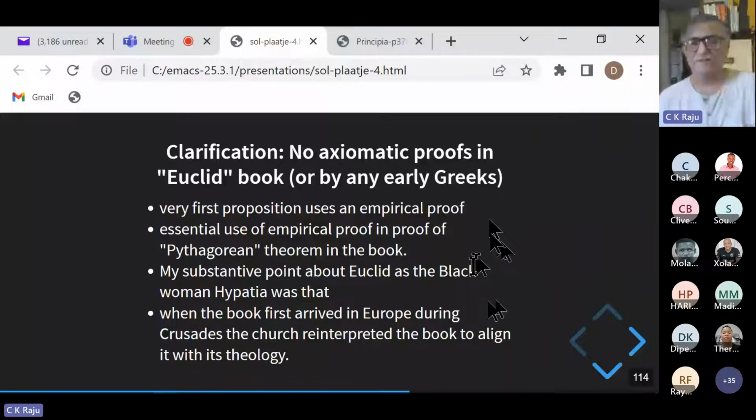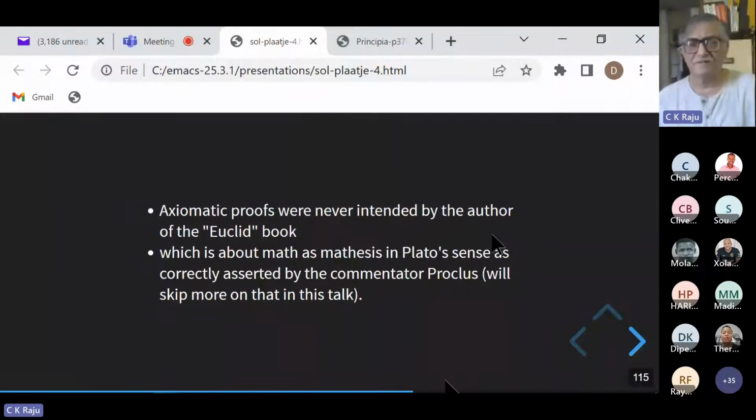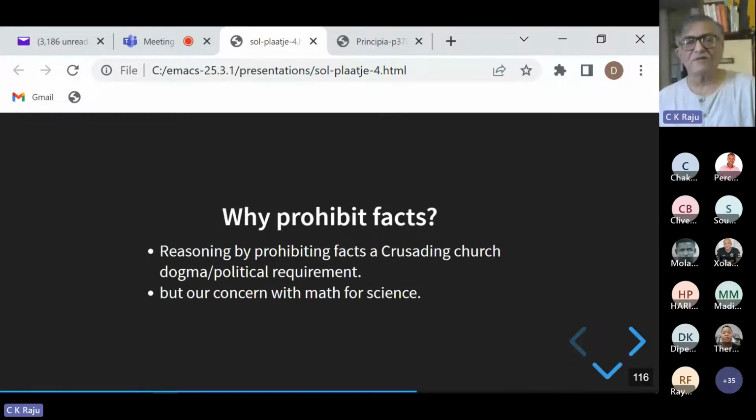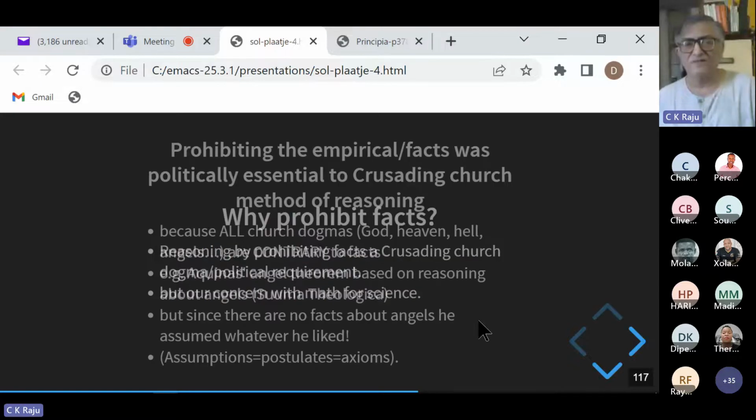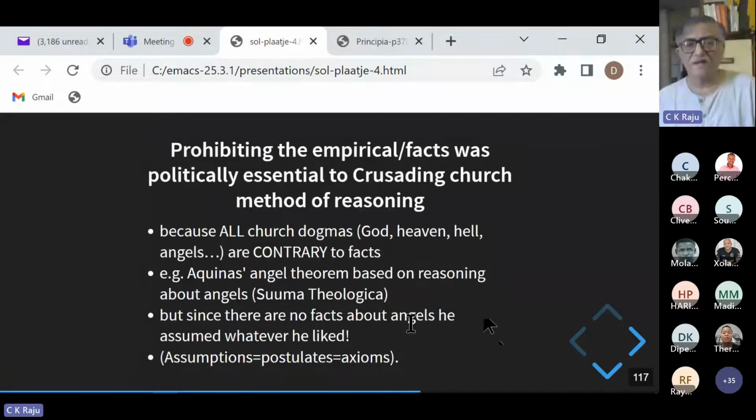First theorem, first proposition of the Elements is empirically done. And it has to do with mathesis, which is where I brought in the author as a black woman. So let me skip that one. The question I'm asking is, church prohibited facts because it serves its purpose, because it's dogma. Every dogma is contrary to facts. You're talking about heaven, hell, angels, and so on. And Aquinas, who proved an angel theorem, oh, I don't have a link. I have a very nice image of Aquinas, Summa Theologica.